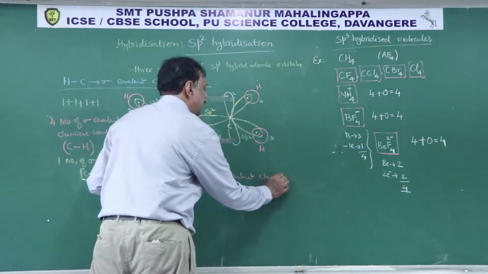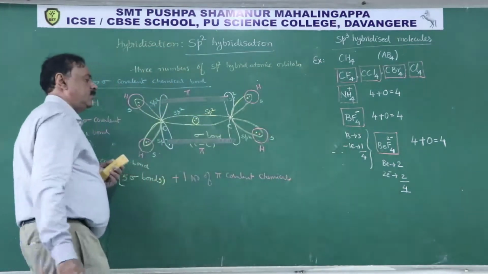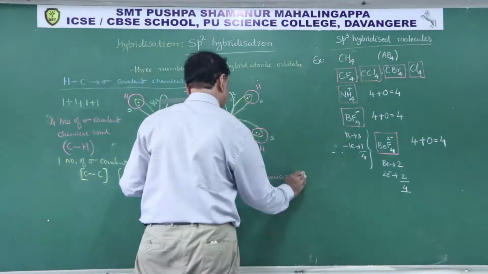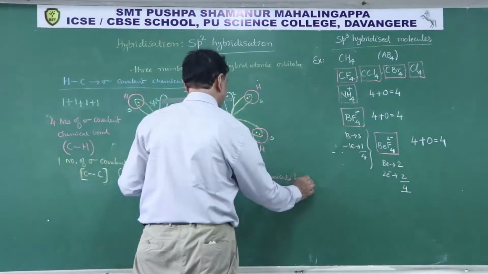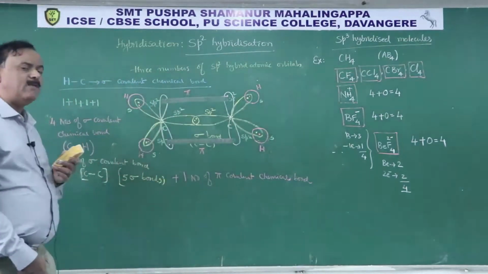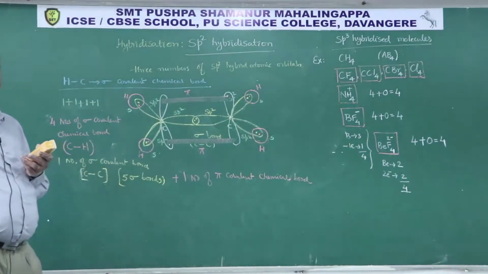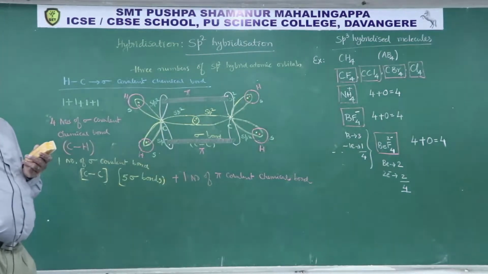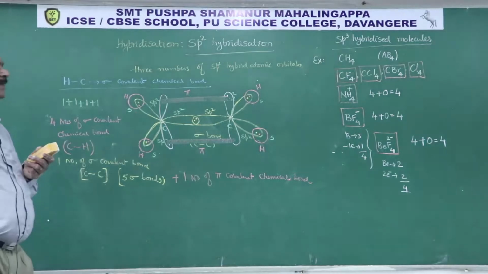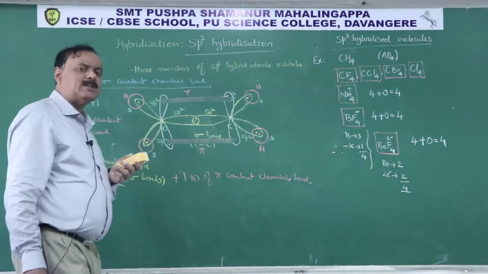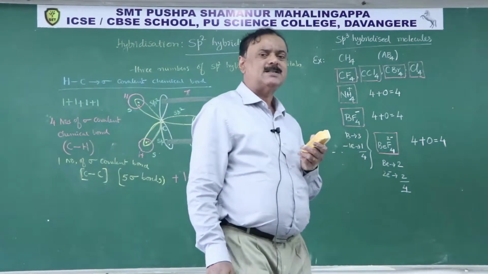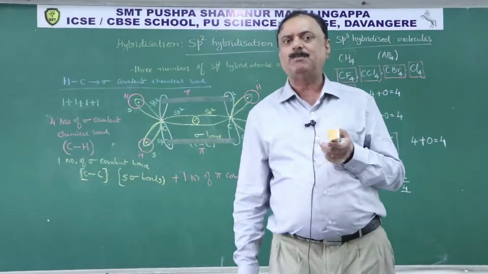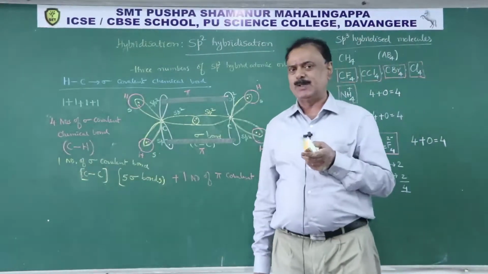Now, a very important question: mention the differences between pi covalent chemical bond and sigma covalent chemical bond. Axial overlapping of the half-filled atomic orbitals leads to the formation of the sigma covalent chemical bond. Lateral overlapping of the half-filled atomic orbitals leads to the formation of the pi covalent chemical bond. Sigma covalent chemical bond is stronger than pi covalent chemical bond because axial overlapping is more efficient than lateral overlapping, or lateral overlapping is less efficient than axial overlapping.